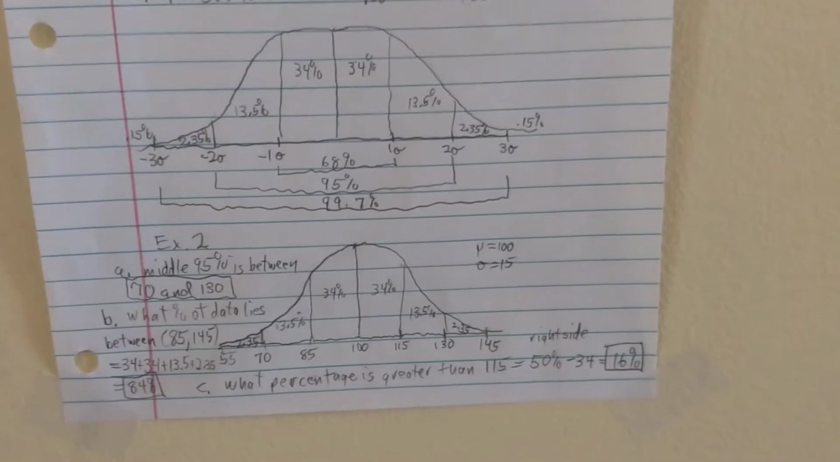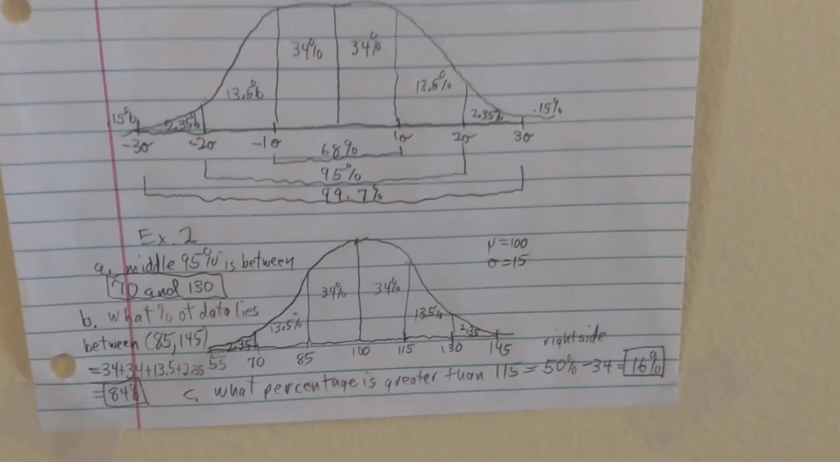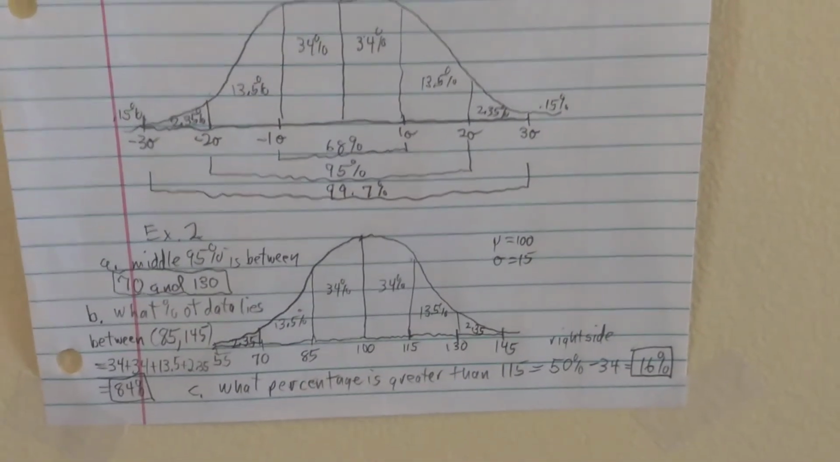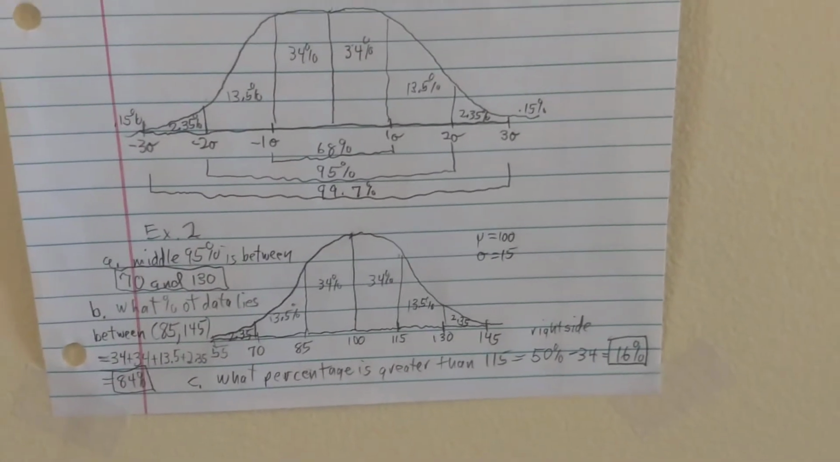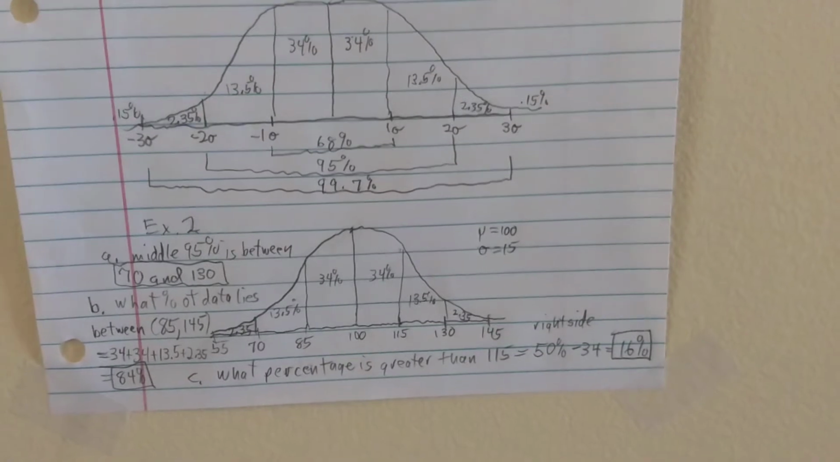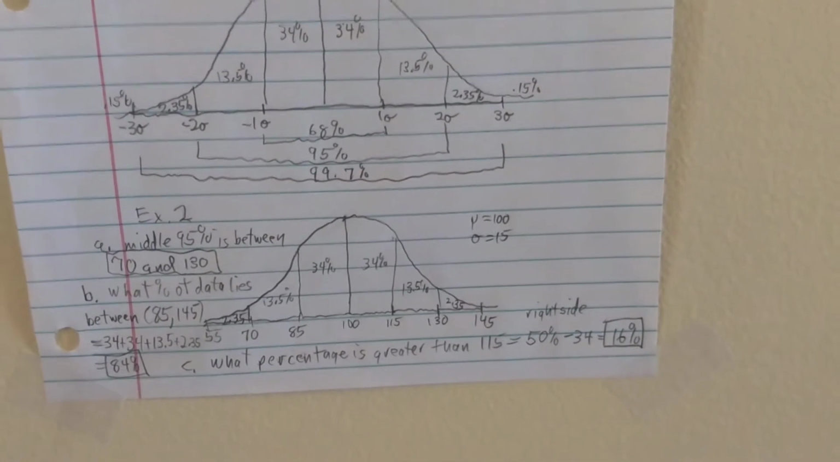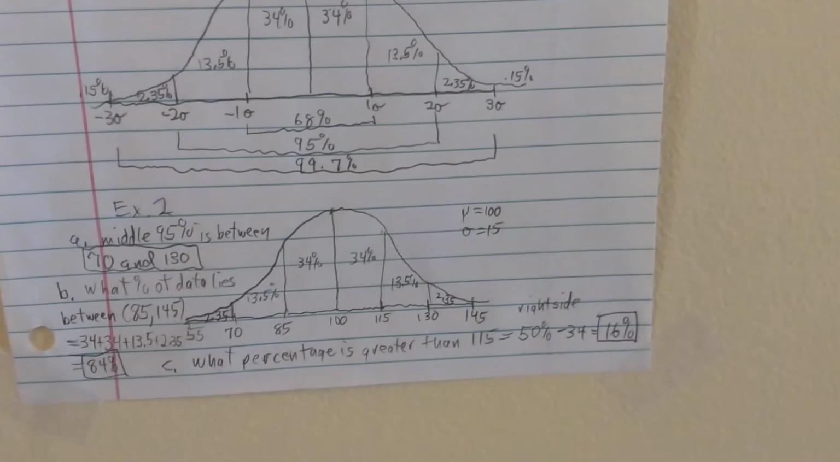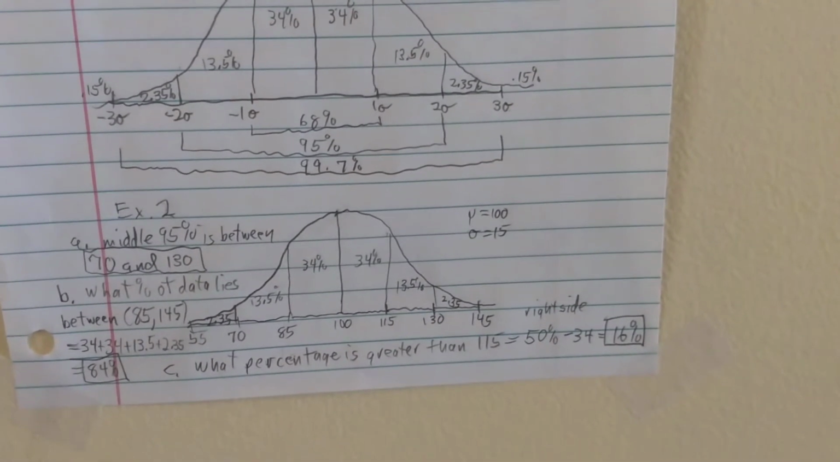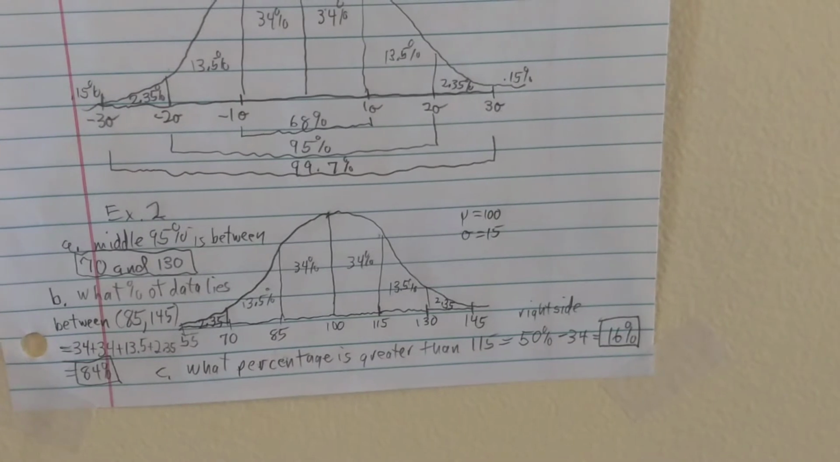So we'd have to the left of the middle the 34% from 85 to 100, then the right side 34%, then the 13.5, and then the 2.35, which we add up all together, and it actually comes out to a little bit less than 84.84, but we'll round it to 84%.